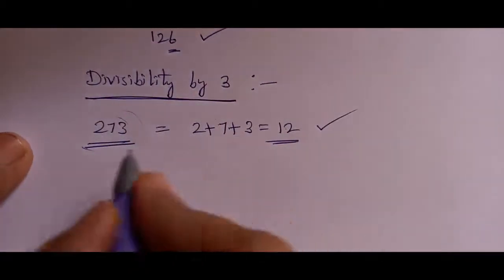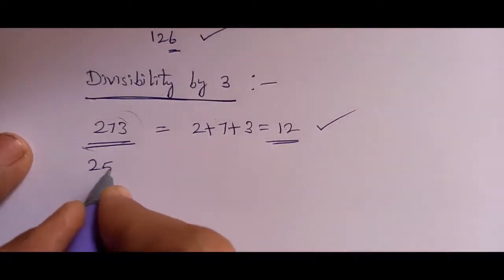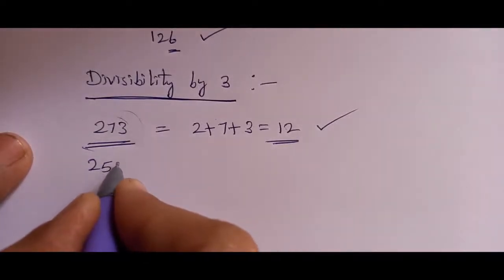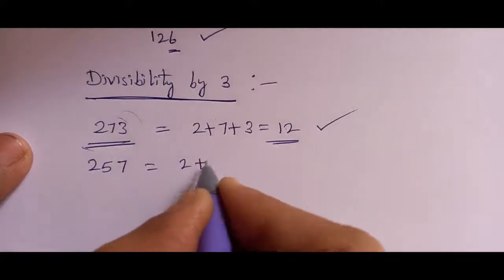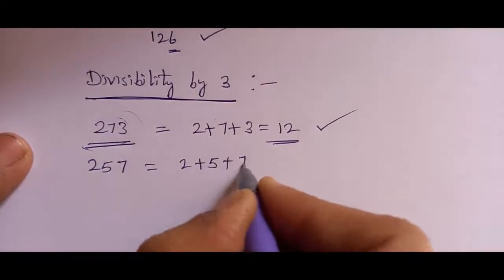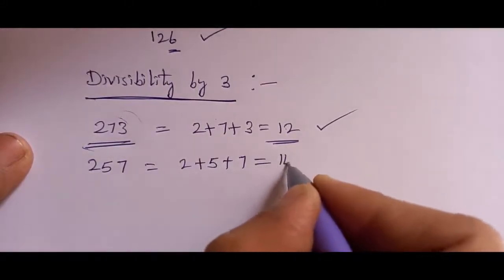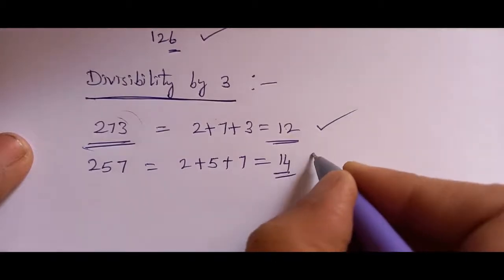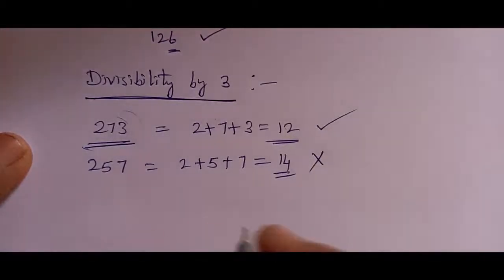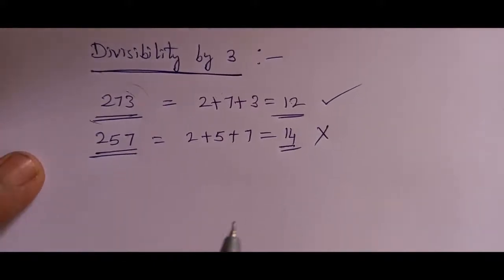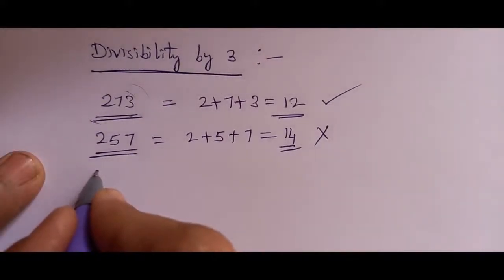Do you understand? Let's take one more example. 257. So 2 plus 5 plus 7. 7 plus 7, 14. 14 is not divisible by 3. So 257 also not divisible by 3. Let's take one more example.